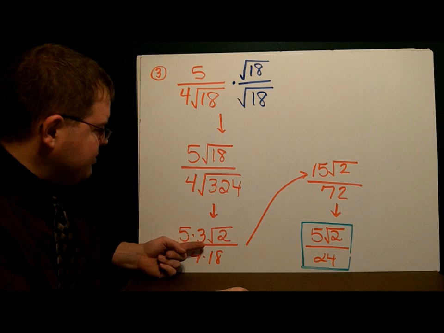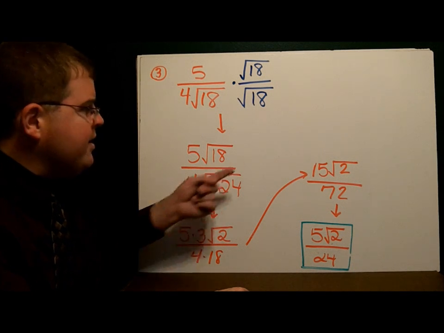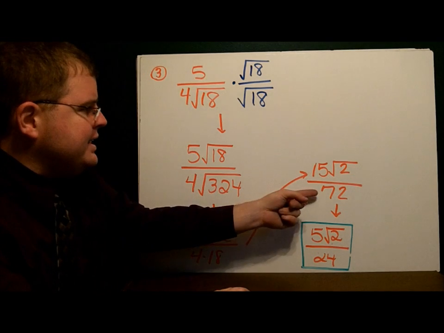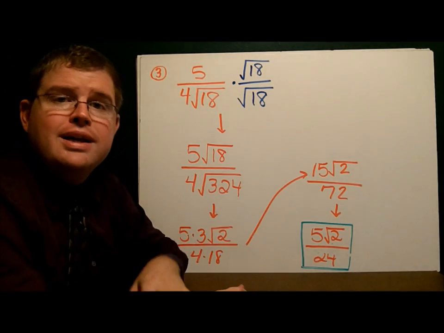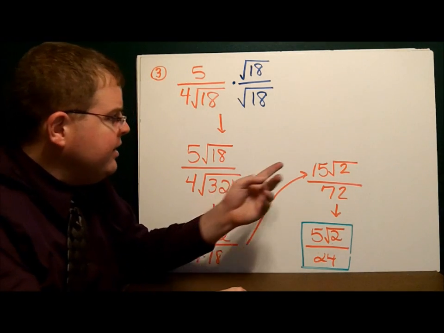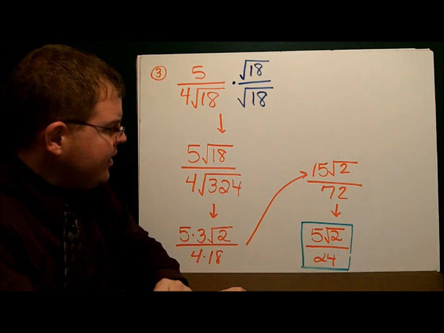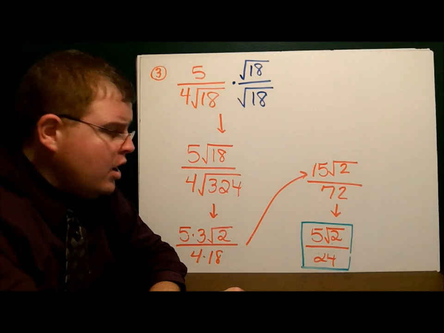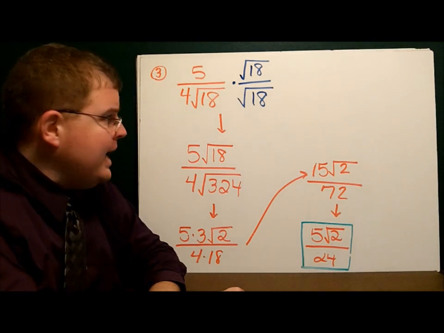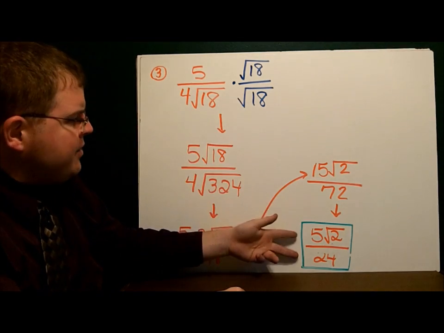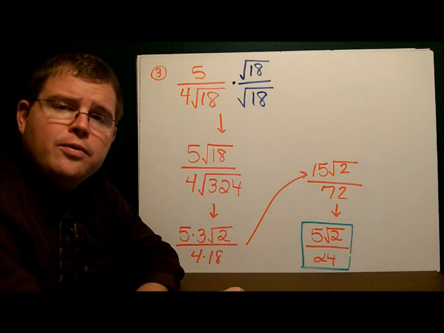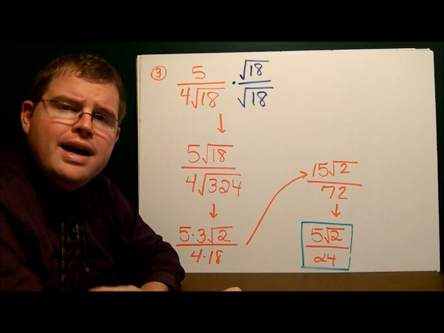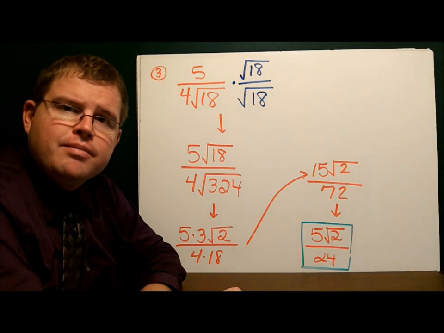So 5 times the 3 square roots of 2 gives me 15 square roots of 2. And the 4 times the 18 is 72. And now I reduce my fraction, divide over here, and I end up with 5 square roots of 2 over 24. And so I've taken this and written it in simplest radical form. Notice I no longer have a square root in the denominator, and everything is reduced.